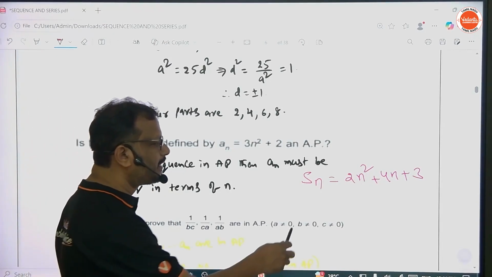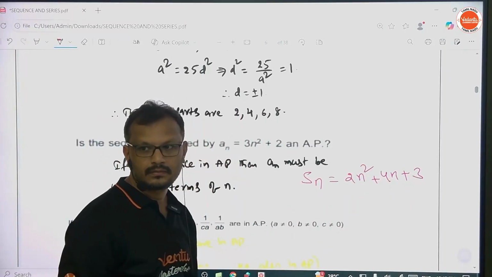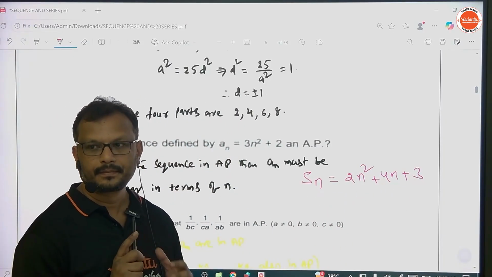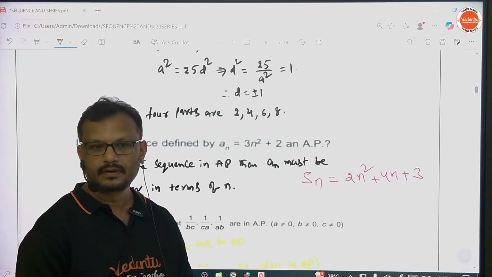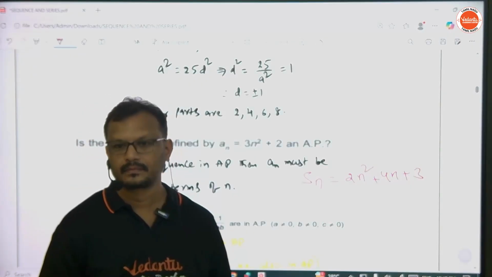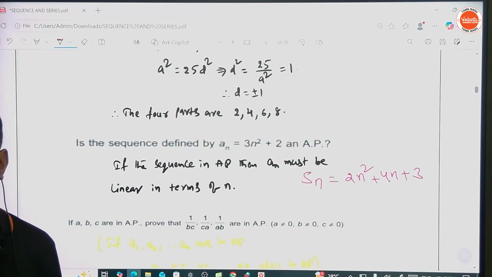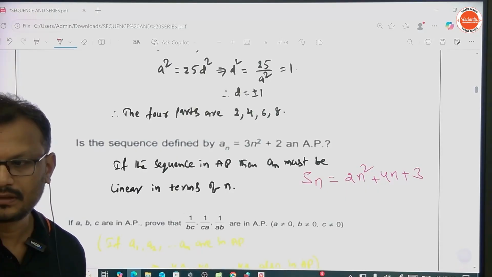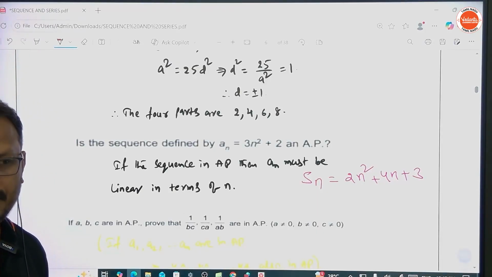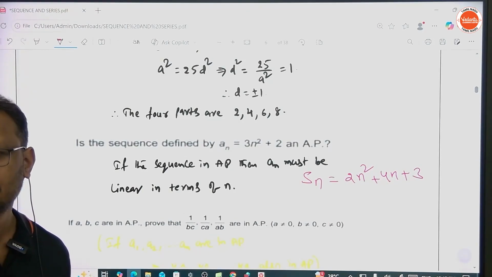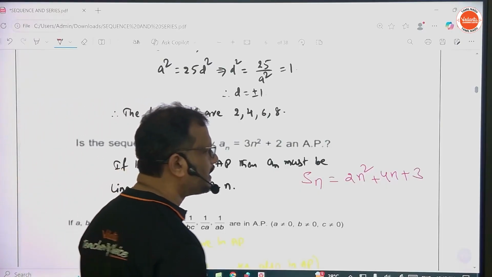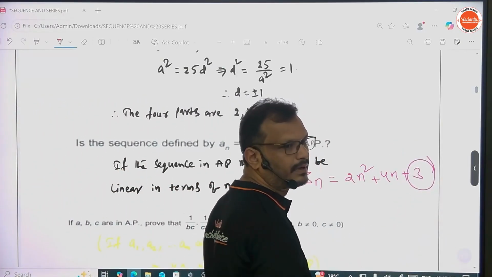So when the sum is given, will it be an AP? Think once. What is the sum of n terms of an AP? n by 2 into (2a plus (n minus 1) into d). So the sum is a multiple of n. So a constant term should not be there in that. Because of this constant term, it is not going to form an AP.